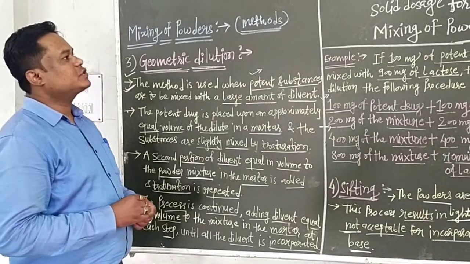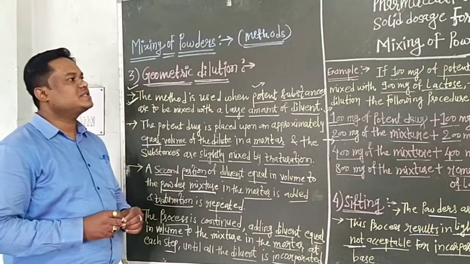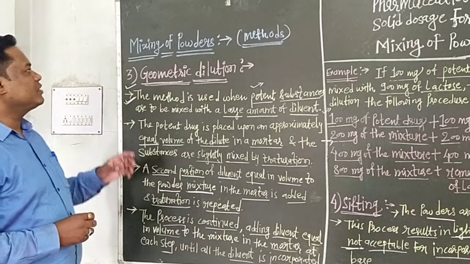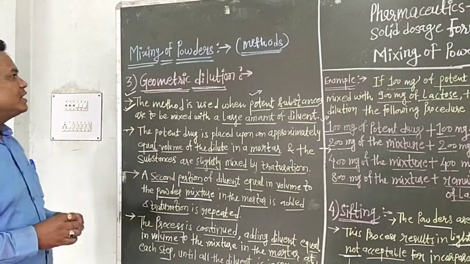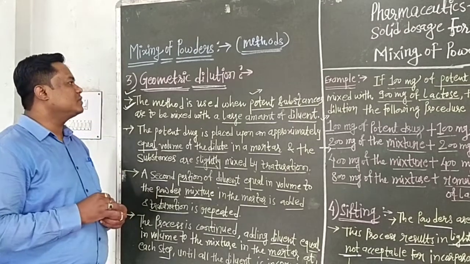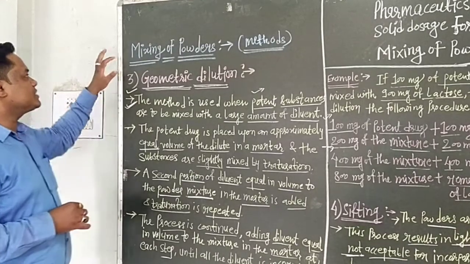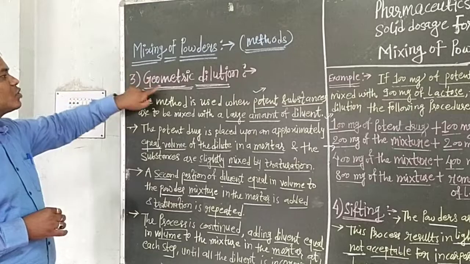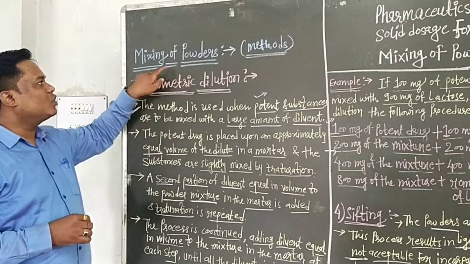Today's subject is Pharmaceutics 2, Chapter 4, Solid Dosage Form, and the subtopic is mixing of powders. In this lecture we will see the methods of mixing of powders. In the last lecture we saw two methods, spatulation and trituration. In this lecture we will see the third method, called geometric dilution. It is one of the methods of mixing of powders.